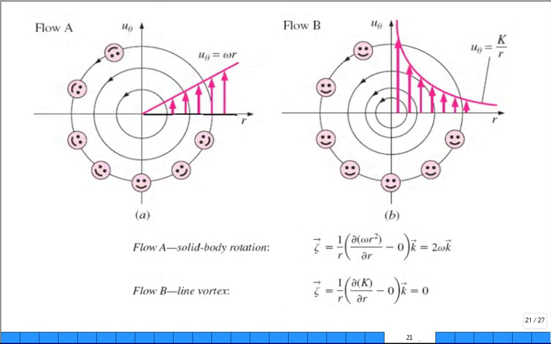Here's flow field A, and it's like a solid body rotation. If I look at a chunk of fluid here, a second later it's there, a second later there. I watch it be swept around and it's just going in a circle. How would I achieve this flow field? Put a tank of water on something that's just spinning.